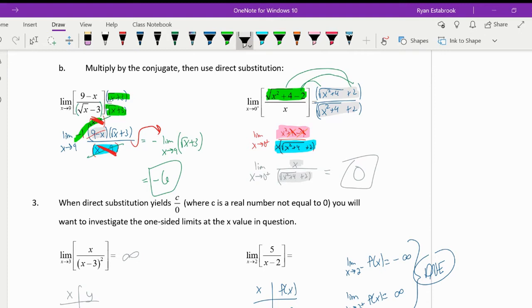Now, when you plug 0 in, plug it into the numerator, we get 0, and that's okay. But when you plug it into the denominator, 0 plus 4 is 4, the square root of 4 is 2, 2 plus 2 is 4. 0 divided by 4 is 0, that is okay. Our limit for this one is 0.